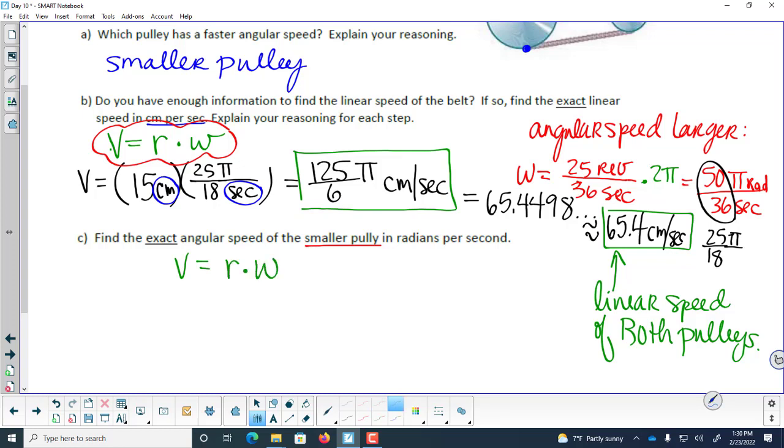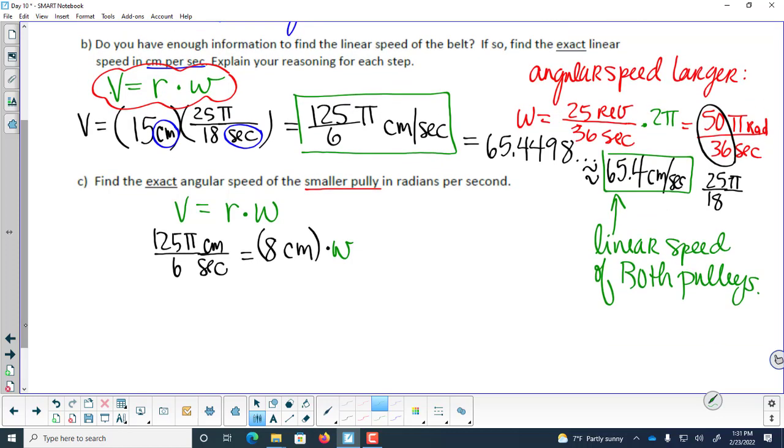Linear speed is 65. Should we use exact or rounded? Exact. Yes, thank you. I like that. Good answer. We should use exact, which is 125 pi over 6, and that is centimeters per second. And the radius is 8 centimeters. And I'm trying to find omega. So we just have to solve for omega, which looks like a w, right?